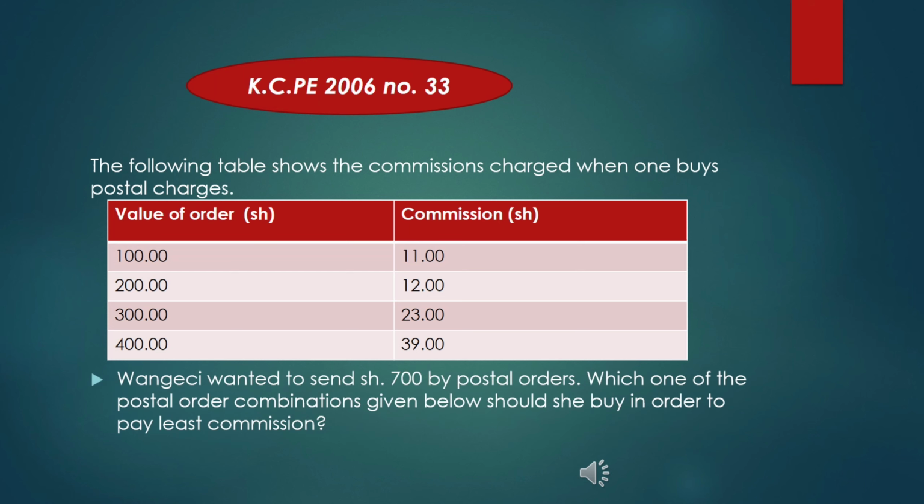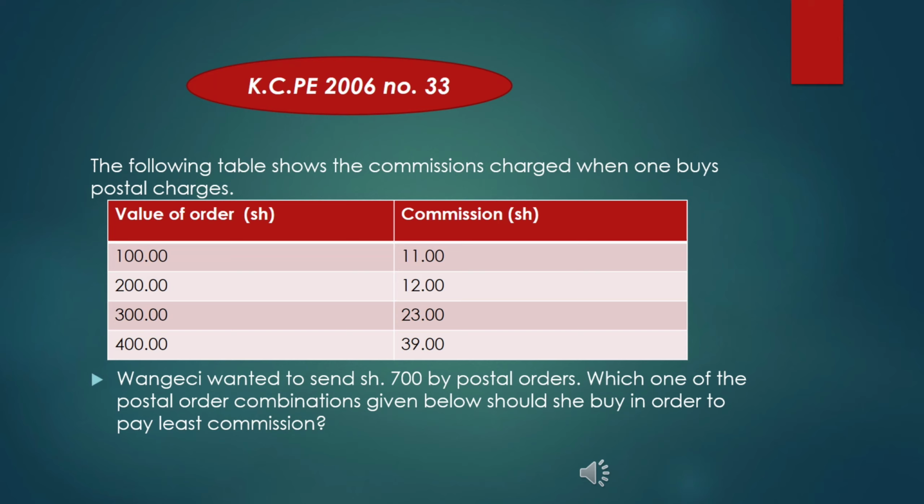Example for the day, I took this one from KCP 2006, that is number 33. The table is there. The following table shows the commission charge when one buys postal charges. So the value of order, if you want to send maybe 100 shillings, you'll pay a commission of 11, 212, 323, and 439 shillings. So Wangeshi wanted to send 700 by postal order. Which of the following postal order combinations given below should she buy in order to pay least commission?